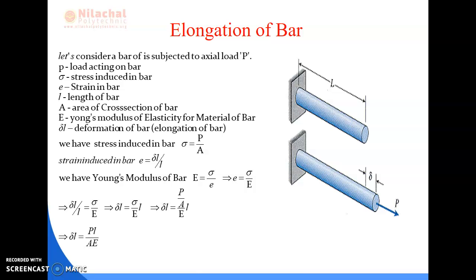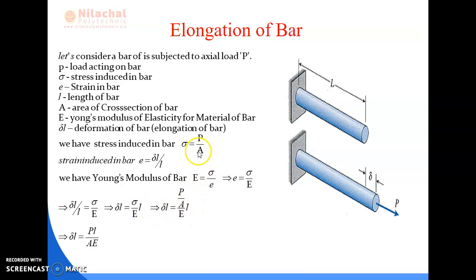Now we know that stress is equal to load by area, that is sigma equals P by A. Strain induced in the bar is equal to change in length by original length, that is epsilon is equal to del L by L. From Hooke's law we know that Young's modulus is equal to stress by strain. Now strain is equal to stress by Young's modulus. Now we put the value of epsilon as del L by L. Now del L by L is equal to sigma by E. Now we have to find del L. So del L is equal to sigma by E into L.